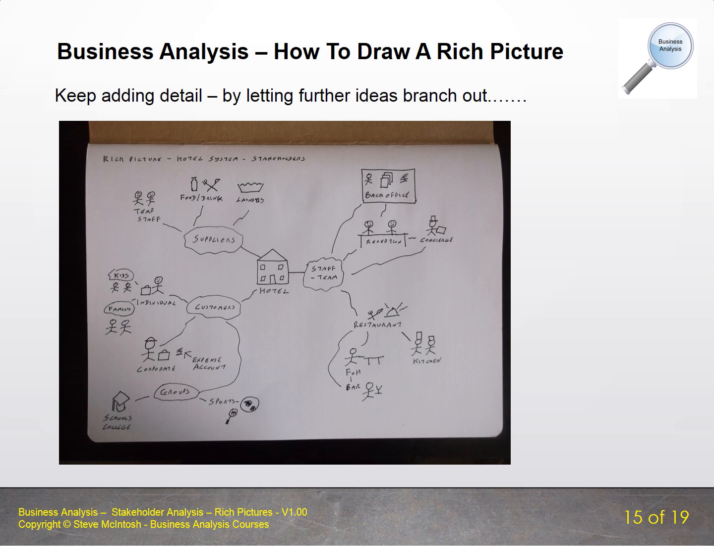You can build on that and keep adding further ideas, further concepts, until you achieve a complete model, in this case of the stakeholders. So what you can see here is a more complete diagram showing, as we discussed, on the right hand side, the staff broken down into the various groups. To the top left, different groups of suppliers, and to the bottom left, different types of customers.